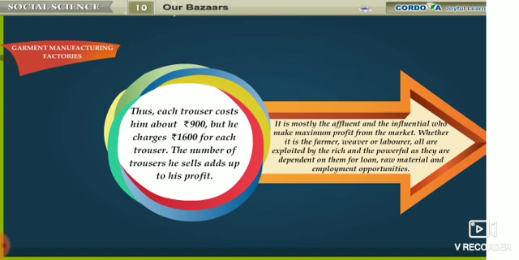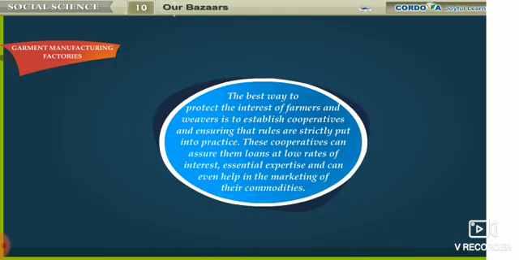It is mostly the affluent and the influential who make maximum profit from the market. Whether it is the farmer, weaver or laborer, all are exploited by the rich and the powerful, as they are dependent on them for loan, raw material and employment opportunities. The best way to protect the interest of farmers and weavers is to establish cooperatives and ensure that rules are strictly put into practice. These cooperatives can assure them loans at low rates of interest, essential expertise, and can even help in the marketing of their commodities.